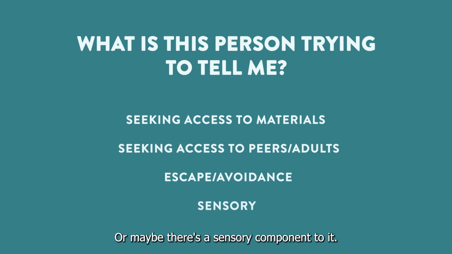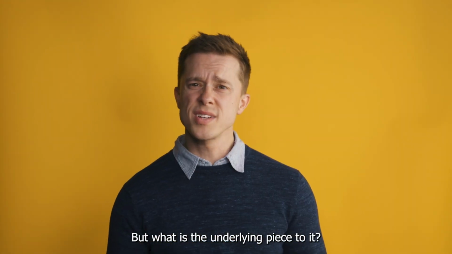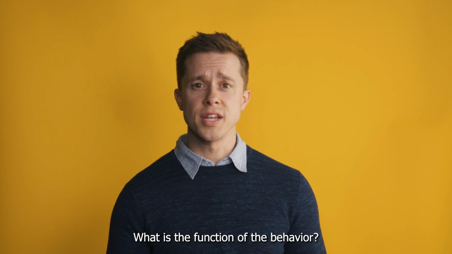Or maybe there's a sensory component to it. There might be a light that is too bright, or a sound in the distance that is too repetitive for them. So yeah, there might be a little bit of a behavior right now, and that's tough, but what is the underlying piece to it? What is the function of the behavior?